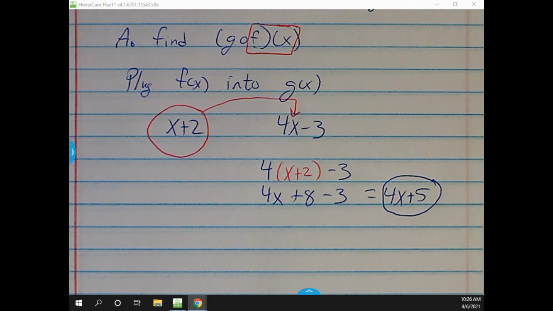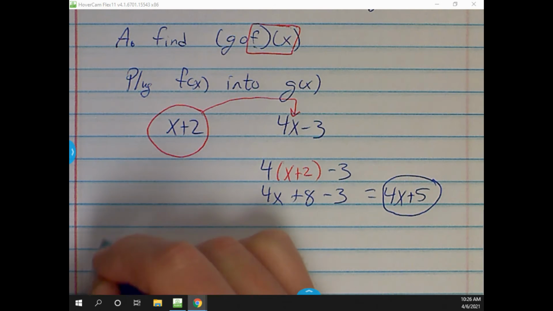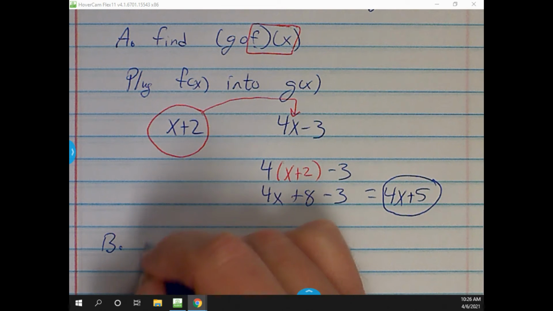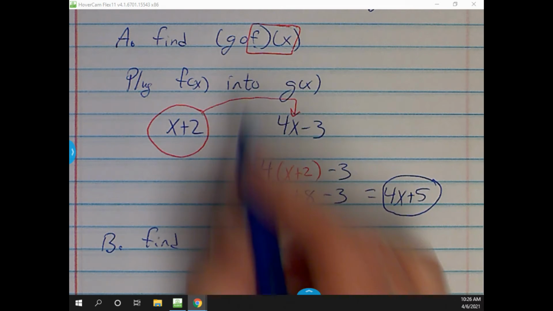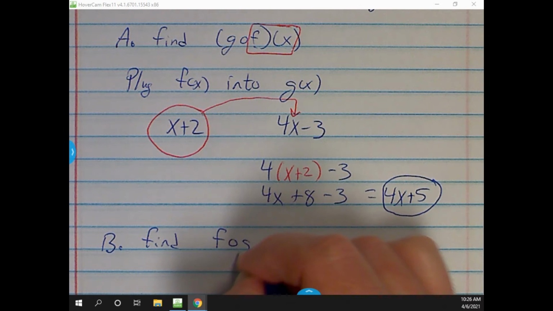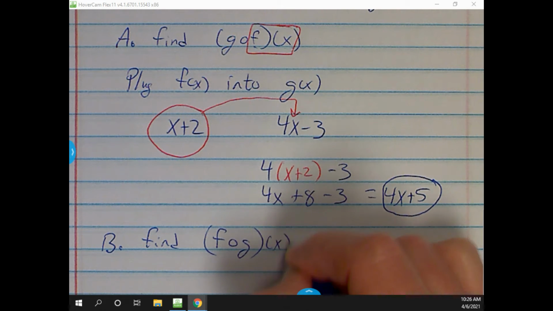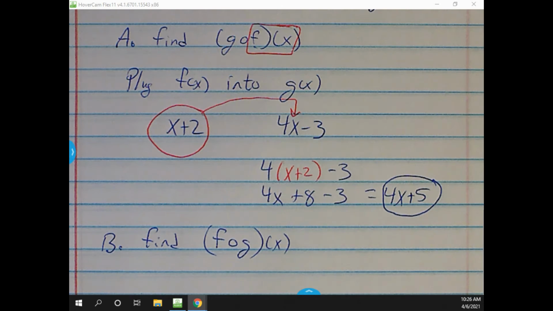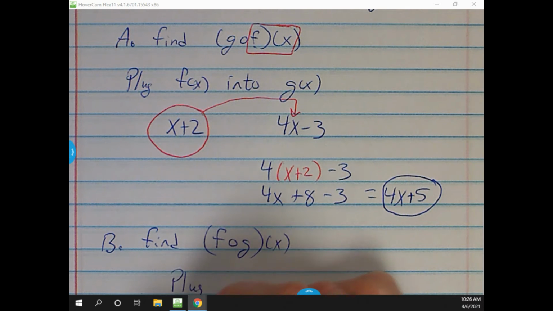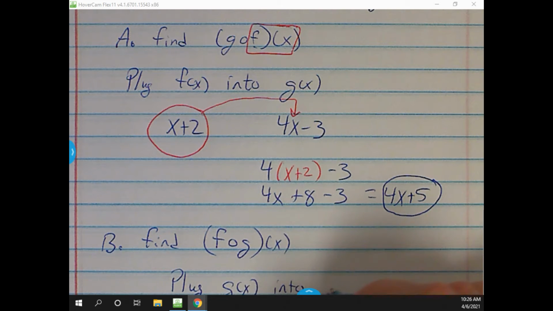Right. And then if we reverse it, we'll do part B and go back around this one. If that was g of f of x, this time we're going to do reverse order. We'll find f of g of x. So we're going to plug g of x into f of x.